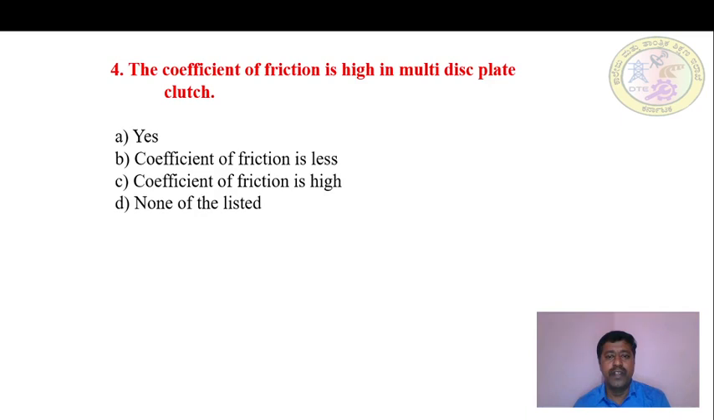The coefficient of friction is high in multi-disc plate clutch. The options are: yes, coefficient of friction is less, coefficient of friction is high, none of the listed. The answer is B, that is, coefficient of friction is less. Actually, in multi plate clutches, as there is more friction, it needs lubrication. Because of lubrication, coefficient of friction is less.